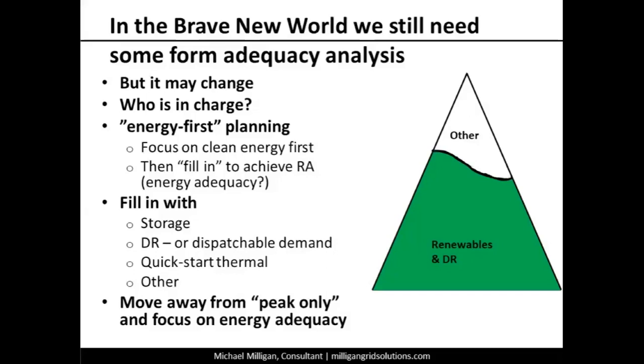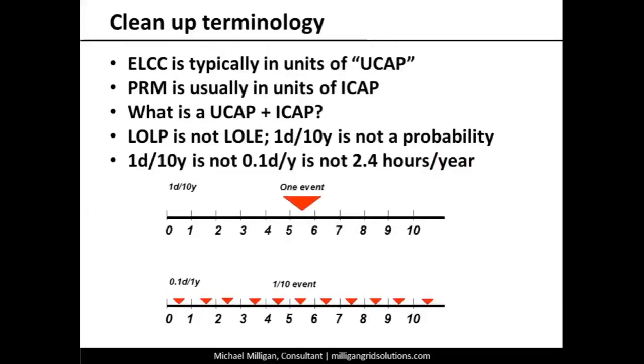And this is not a very pretty picture, but you see at the bottom here, we have renewables and dispatchable demand or demand response. You sort of figure out what can I do with the wind and the solar and the batteries, and then what's left, that's what the other is at the top. That's what we're talking about filling in with, and it could be storage, dispatchable demand, quick start thermal, maybe other things as well. But we need to move more towards some sort of energy adequacy and not so much peak adequacy.